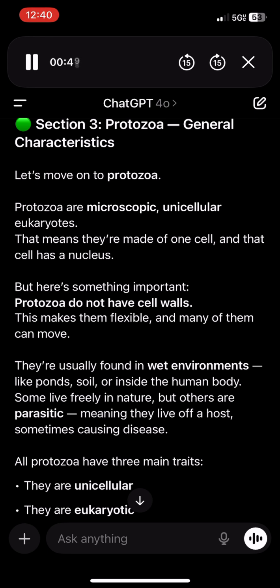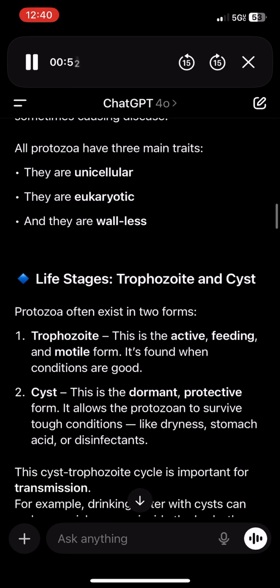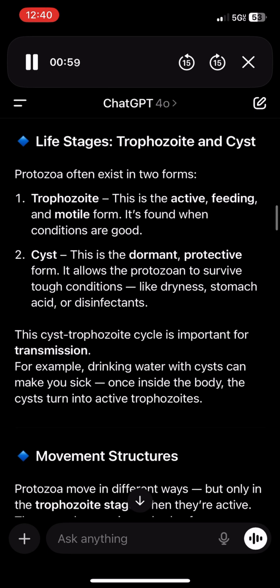All protozoa have 3 main traits. They are unicellular, they are eukaryotic, and they are wall-less. Life stages. Trophozoite and cyst. Protozoa often exist in 2 forms. 1. Trophozoite. This is the active, feeding, and motile form. It's found when conditions are good. 2. Cyst. This is the dormant, protective form. It allows the protozoan to survive tough conditions, like dryness, stomach acid, or disinfectants.